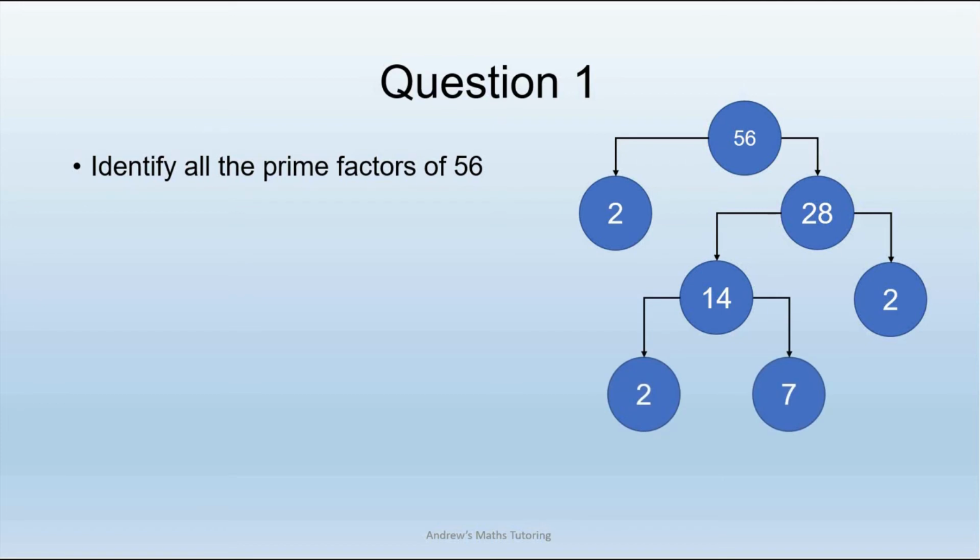To identify all of the prime factors of 56, we need to look at all the numbers that are at the end of the branch in this tree. So these are the numbers 2 and 7.